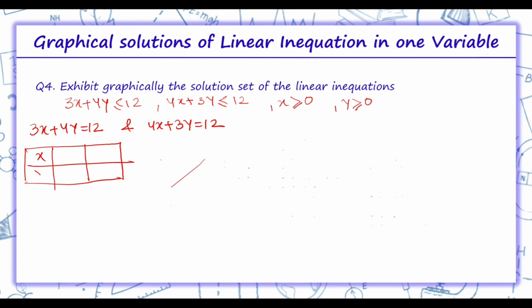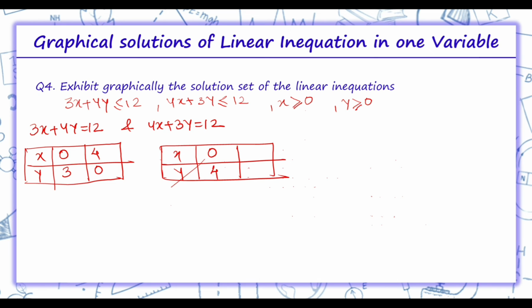We'll consider x and y. Taking x as 0, y will get 3. Taking y as 0, x will get 4. Similarly over here, taking x as 0, we'll get y as 4, and y as 0, we'll get x as 3. So the coordinates are (0, 3) and (4, 0) for this particular line. For this other equation, the coordinates are (0, 4) and (3, 0).